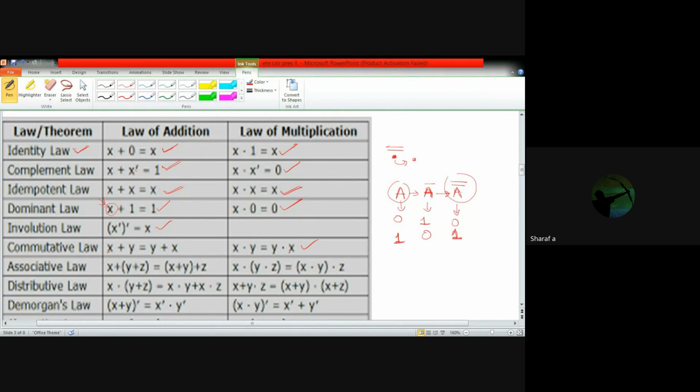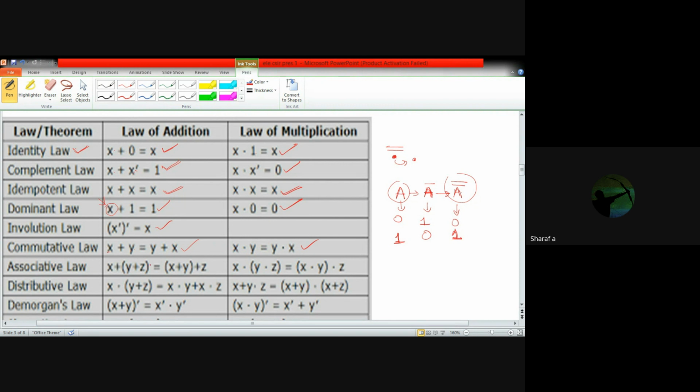Similarly, for product also, x dot y will be equal to y dot x. A dot b will be equal to b dot a, or c dot d will be equal to d dot c. That order is not important. You can change the order of the product.